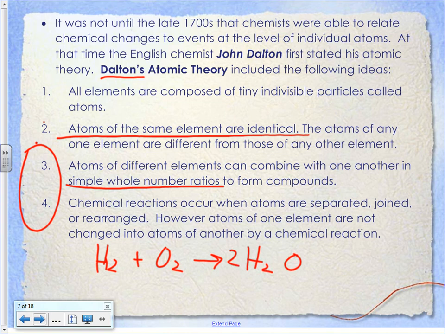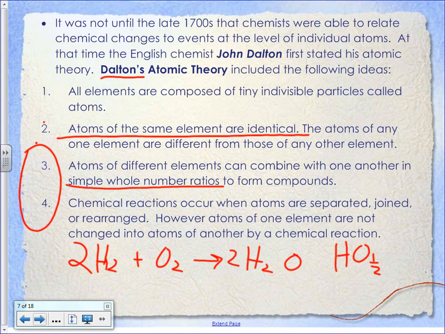Agreed? I got to put a 2 over here though. Now, what do you notice? Everything is a whole number, right? I never have half of an atom in a compound, right? That's what they mean by simple whole number ratios. You can't have this, HO 1/2. I can't have half an oxygen atom.